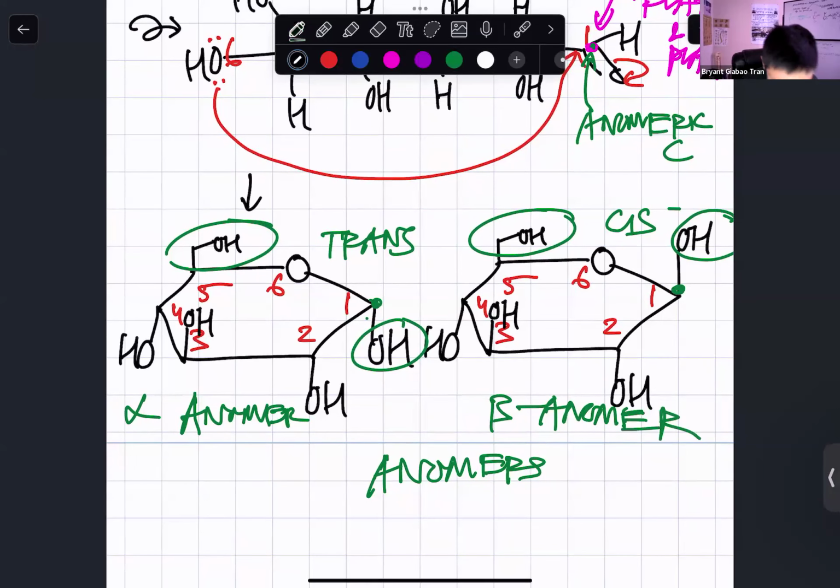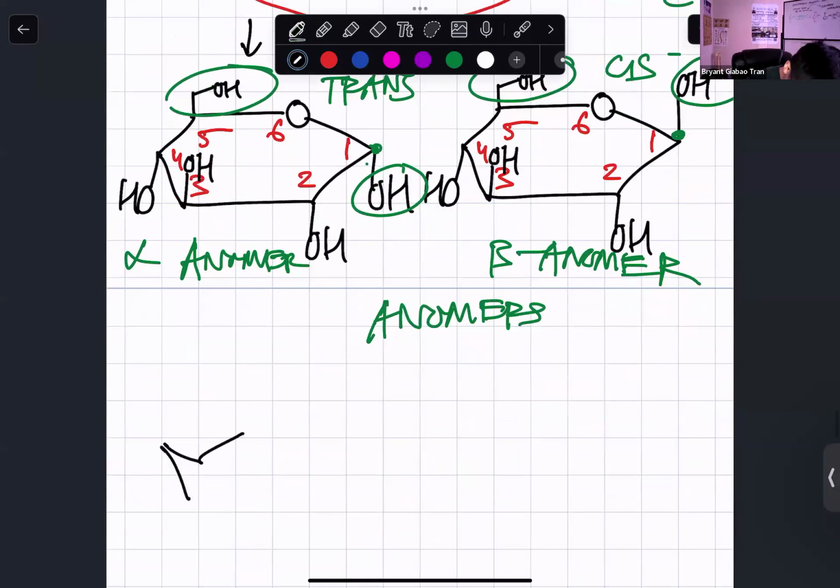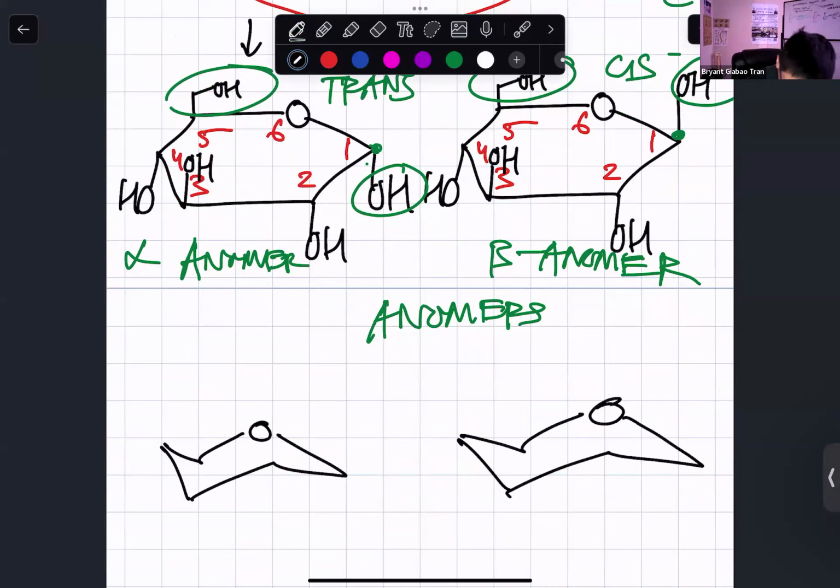So if we want to convert this into a chair conformer, this is the base structure of a chair conformer for sugars, where this is going to be 1, 2, 3, 4, 5, 6. 1, 2, 3, 4, 5, 6.